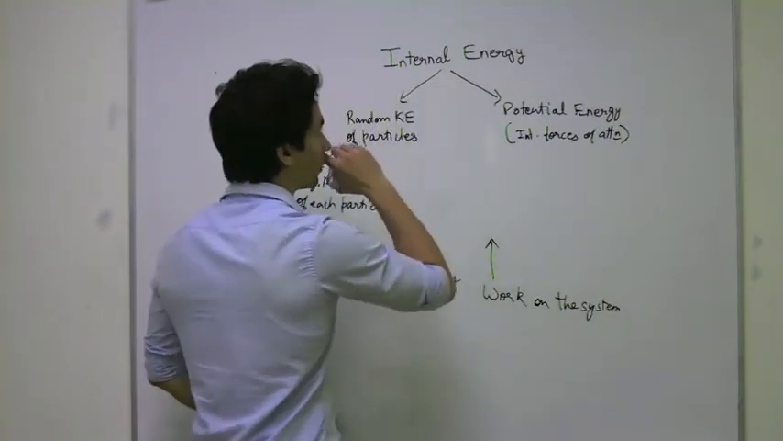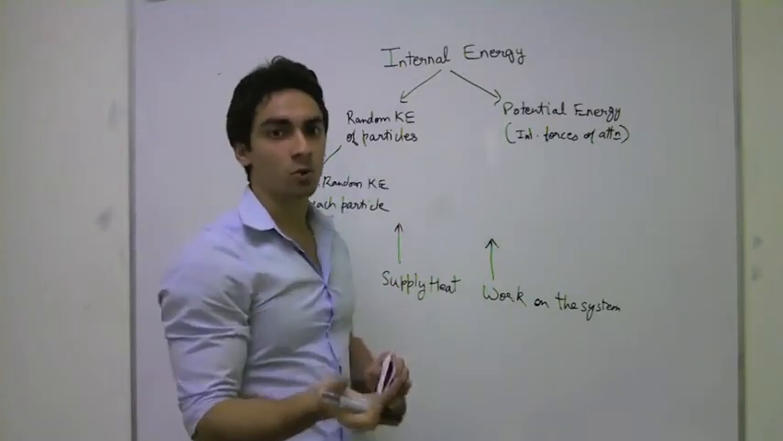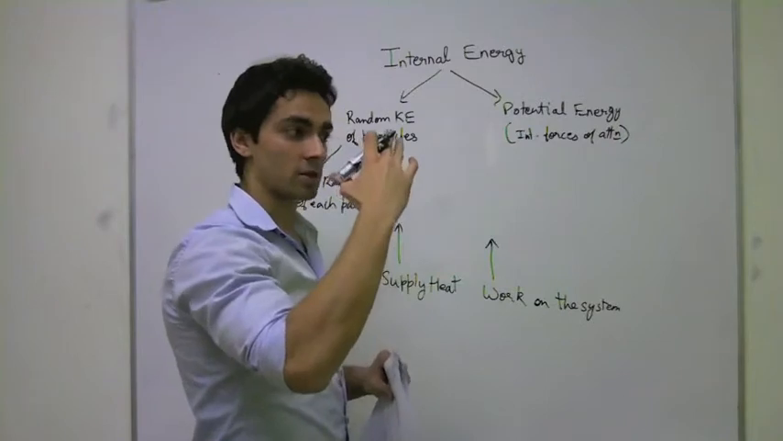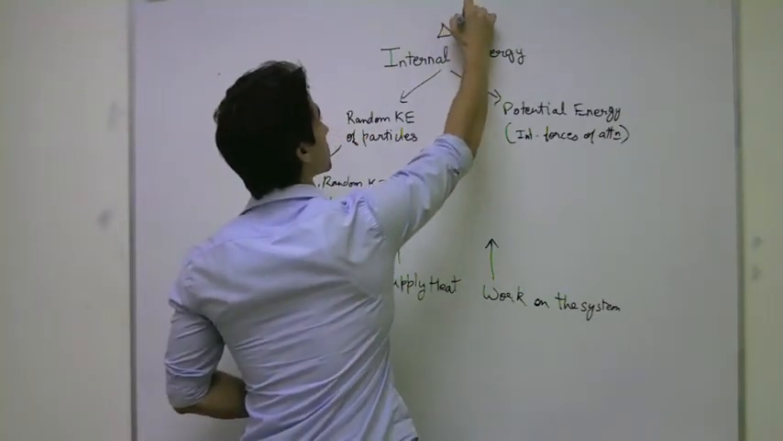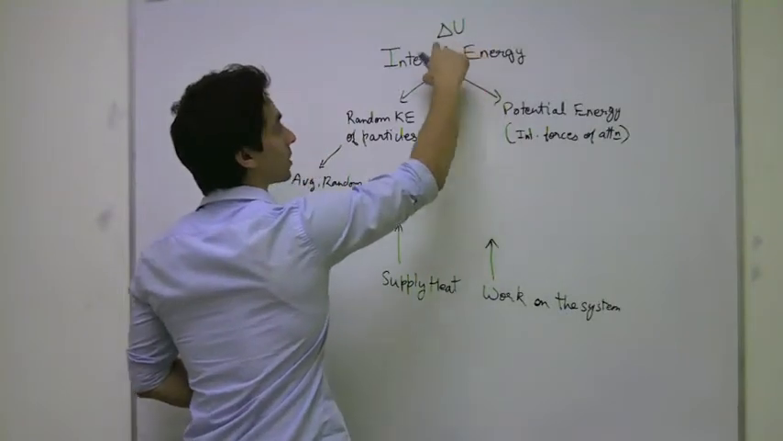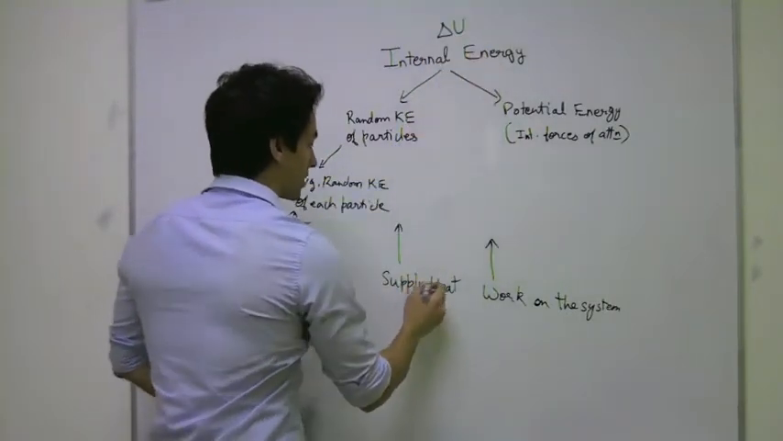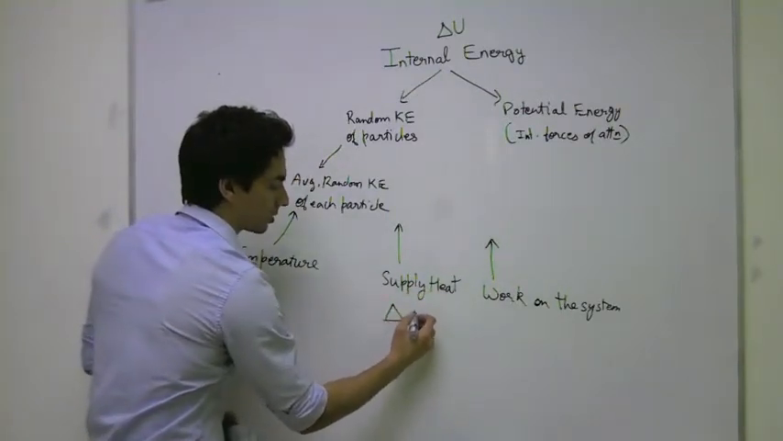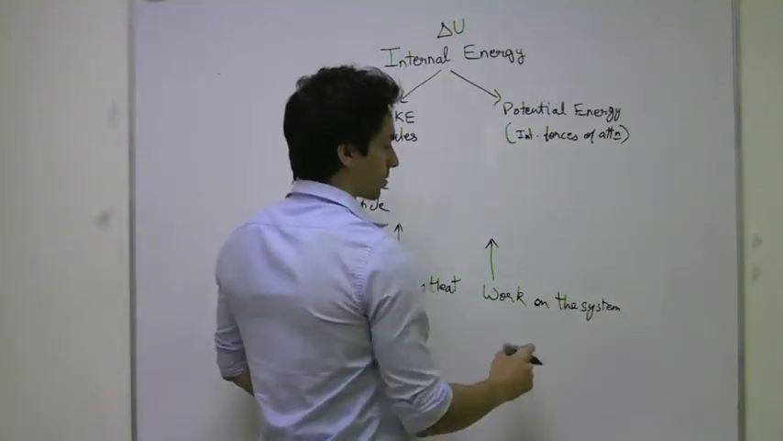Okay, so again, internal energy: you can never measure the absolute value of internal energy. All you can measure is a change in internal energy. So the change in internal energy is symbolized as delta U. Again, the heat supplied you would symbolize as delta Q. Now, work done on the system.